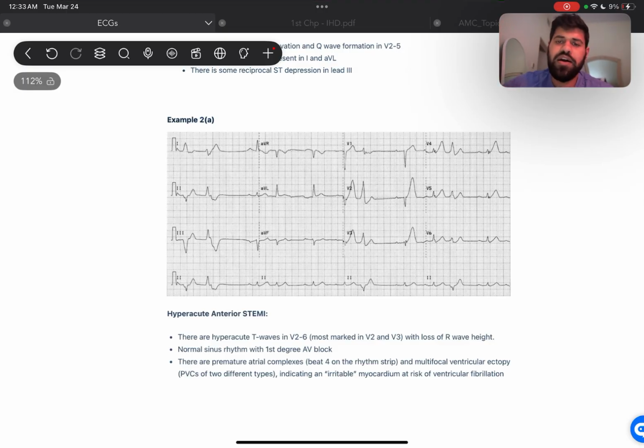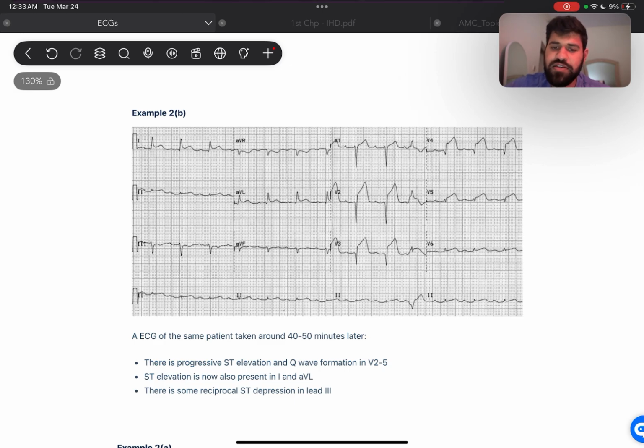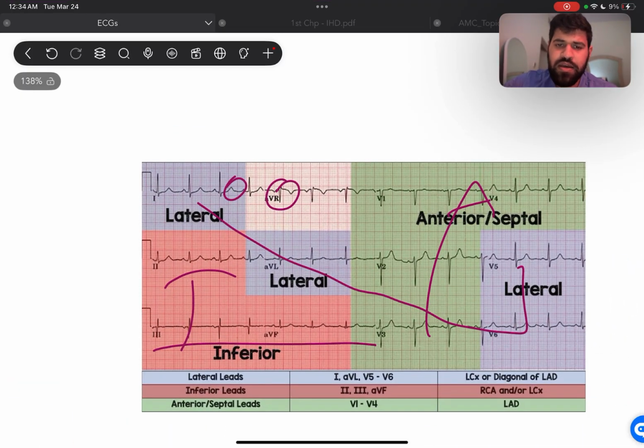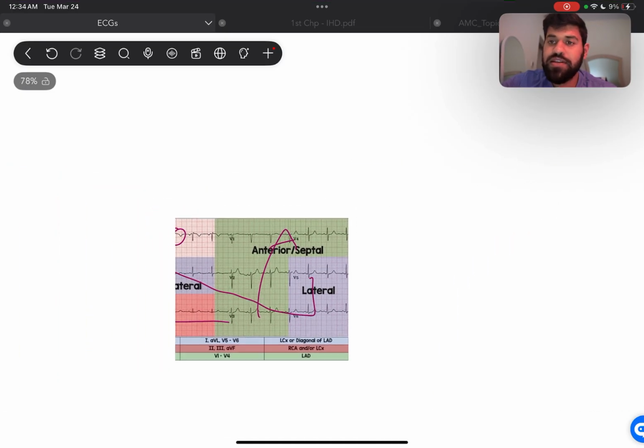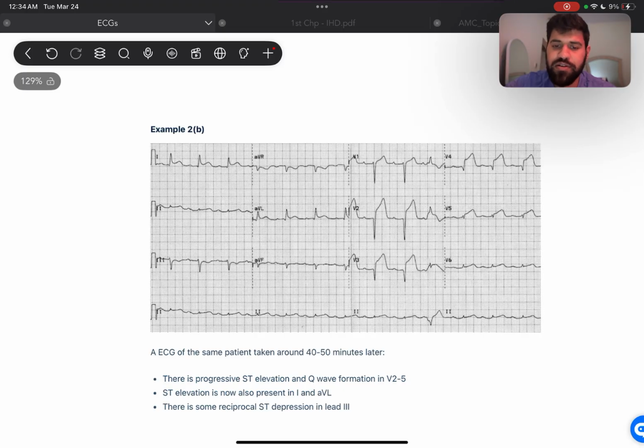All right. Now moving on to the same patient's ECG, but it was done 40 to 50 minutes later. That was done acutely. This was done later on. So there's progression of ST elevation. Now we can clearly see an ST elevation, and Q wave formation in V2 to V5. Now the ST elevation is also present in lead 1 and AVL. Now what were lead 1 and AVL? Lead 1 and AVL were the lateral leads. So that means you're now facing an anterior lateral MI.